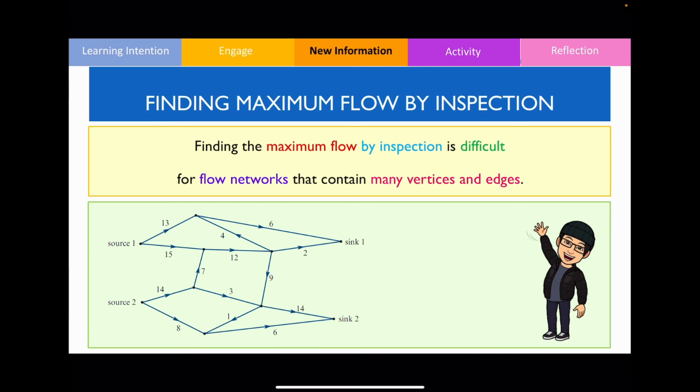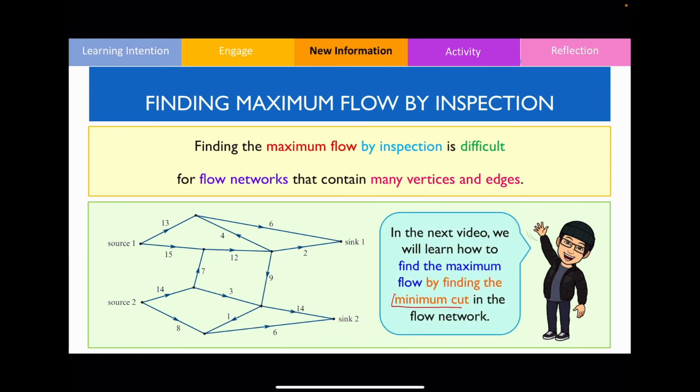So in the next video, I want to show you a more efficient method of finding out what is the maximum flow by finding out what is the minimum cut in the flow network. And all the textbook questions will ask you to use this particular method to find out what is the maximum flow. This is the end of the introduction video to flow networks.